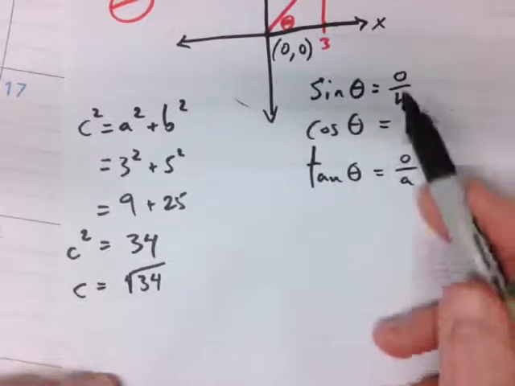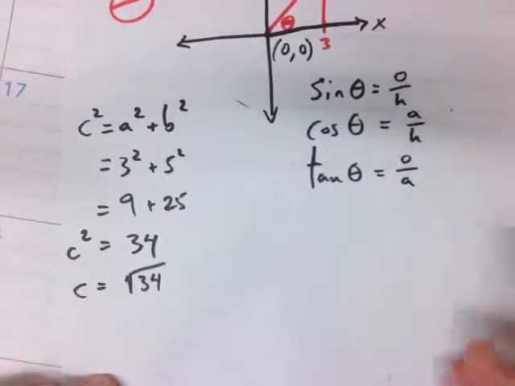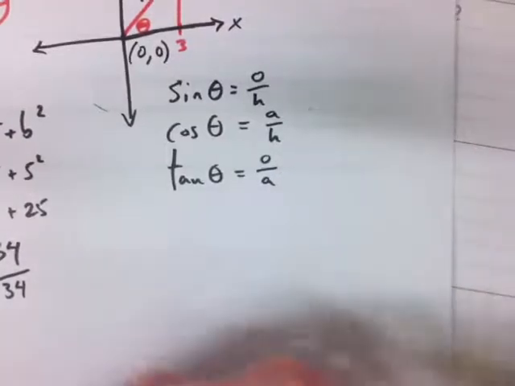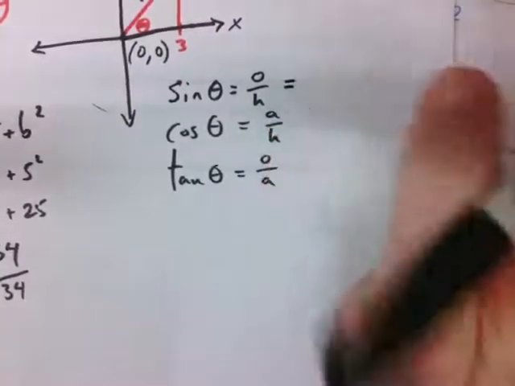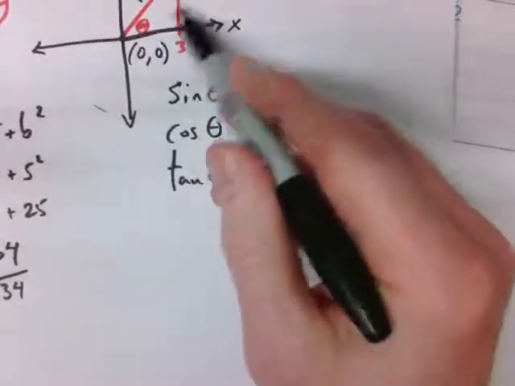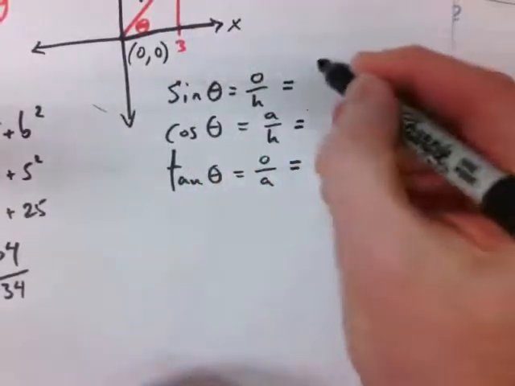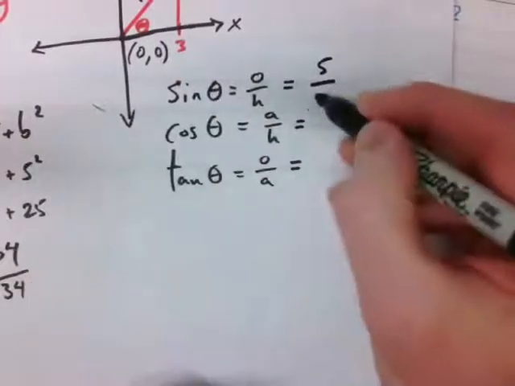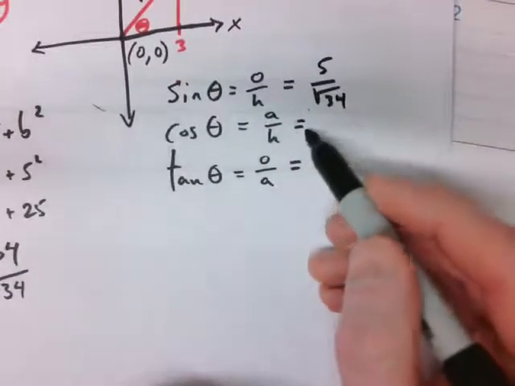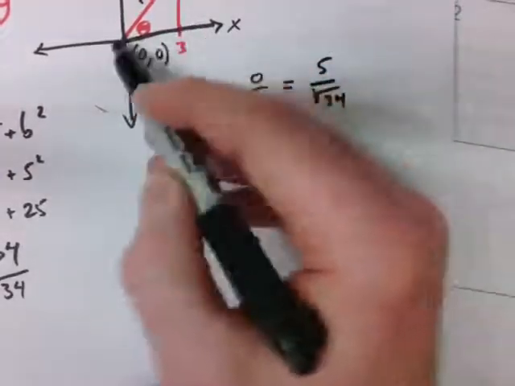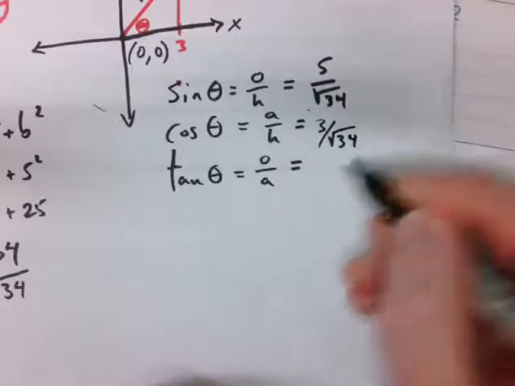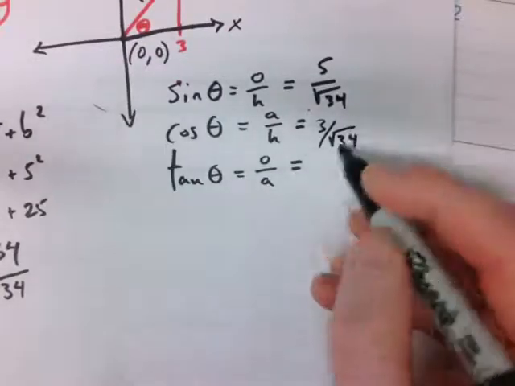Now, when we start putting it in, the hypotenuse is on the bottom. Just to reinforce these primary trig ratios, sine is opposite over hypotenuse. The opposite side is 5. The hypotenuse is the root of 34. Cosine, the adjacent side is 3 over the root of 34. Tangent, opposite over adjacent, that's just 5 over 3.